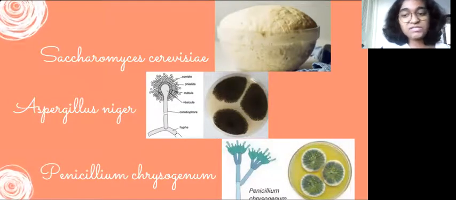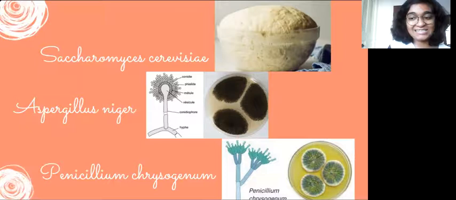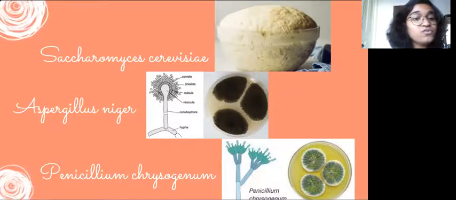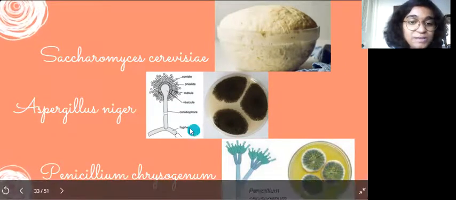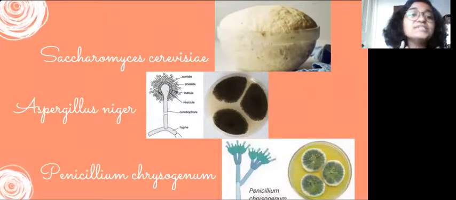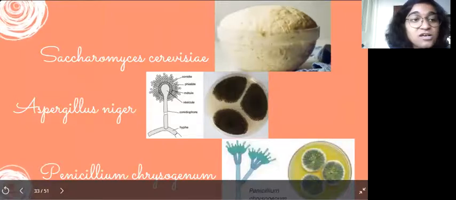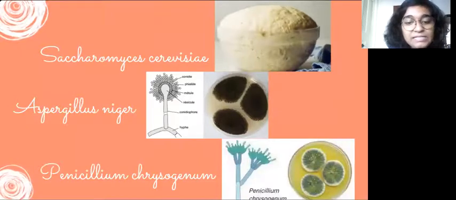Aspergillus niger, this fungus is used to make citric acid commercially, and it can also be used to make gluconic acid, and they are both very important food additives. So this specific fungi, which looks like this in large quantity, is used to make citric acid and gluconic acid commercially.